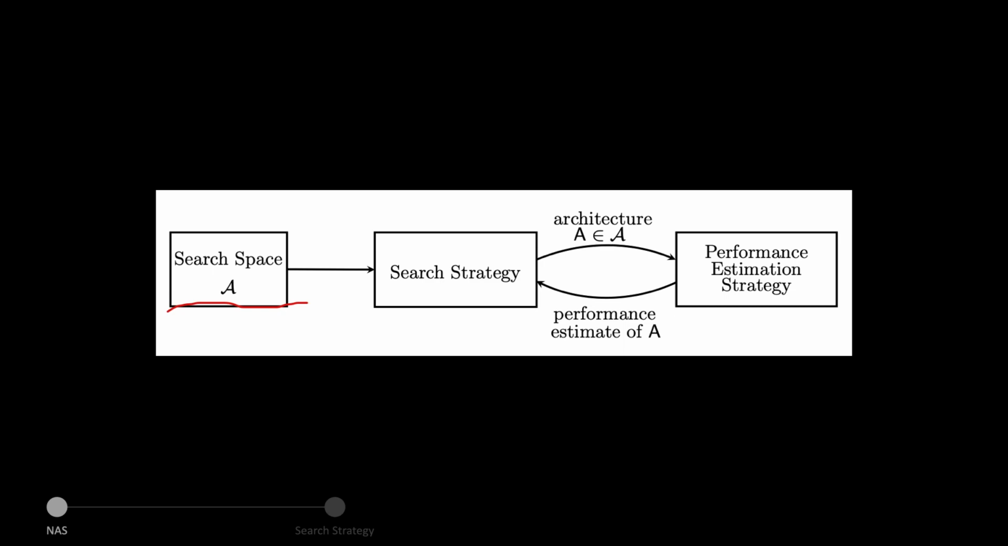Next, we use a search strategy to select an architecture A from this predefined search space. Search strategy details how to explore the search space. It tries to find well-performing architectures quickly, while preventing premature convergence to a suboptimal architecture. The architecture is then passed to a performance estimation strategy. The performance estimation strategy then feeds back the estimated performance of A to the search strategy.